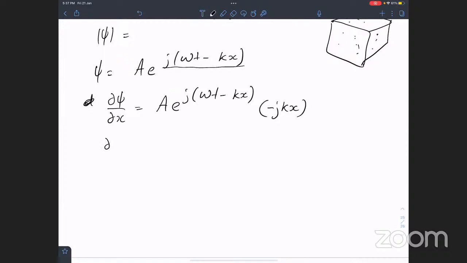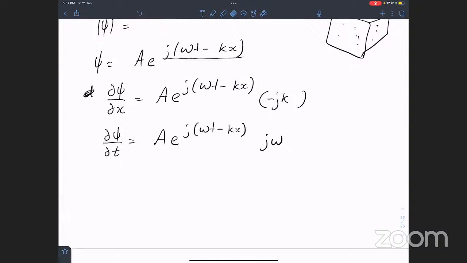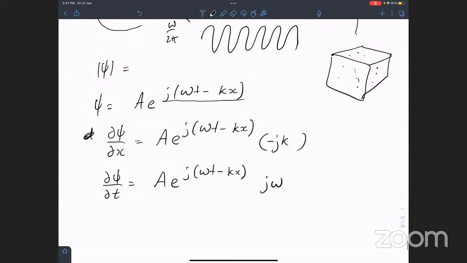Then I'm going to take the derivative of this with respect to time. Then I get A e to the power j(omega t minus k x) into j omega. Nobody pointed this out. There's no x here. Okay, so it's j into k, right? Like this. Okay. I hope, any questions on this?